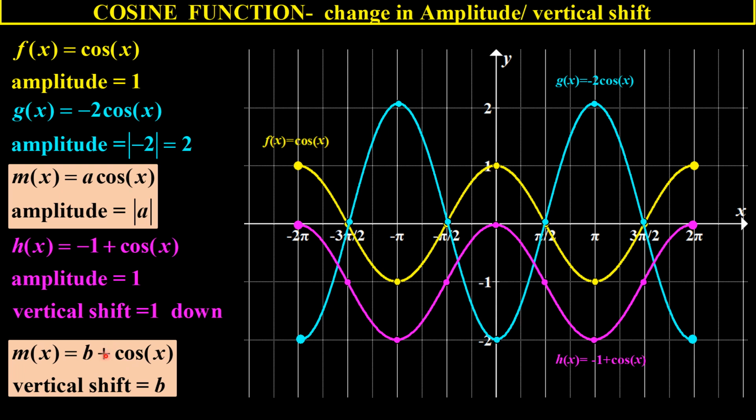So if we generalize now, if I've got b plus cosine, this value here will represent the vertical shift. If it's positive, it goes up. If it's negative, it goes down.